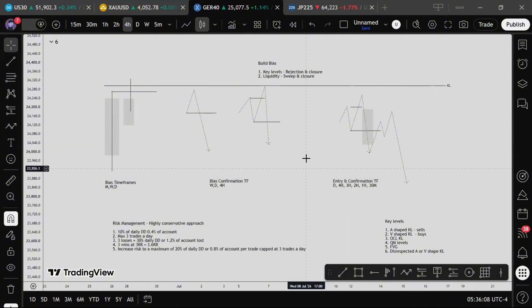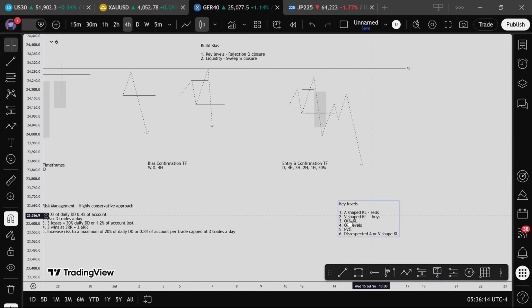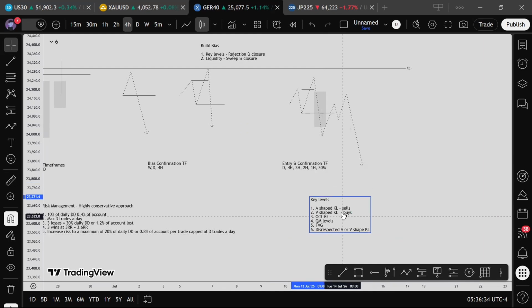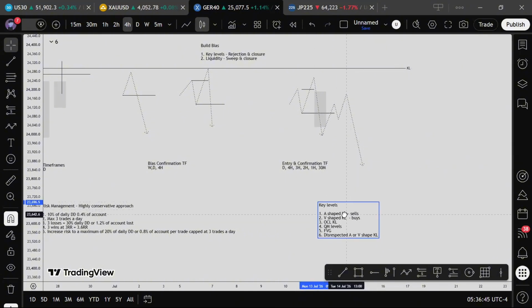But see, there's a logic behind an engulfing. First of all, let me take your first question. You asked which type of key levels, and I take all. You saw me take from an OCL. You saw me take from A shape, V shape key levels. Most of my entries are around V shape, disrespected A shape or V shape key levels, right? So you also have QM levels and fair value gaps. So these are all the key levels that I use. If I see a rejection around any of these, I'm good. So I don't look for any particular one. I just look for a rejection.